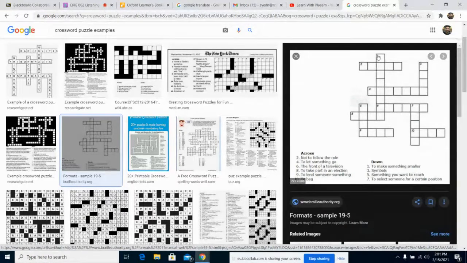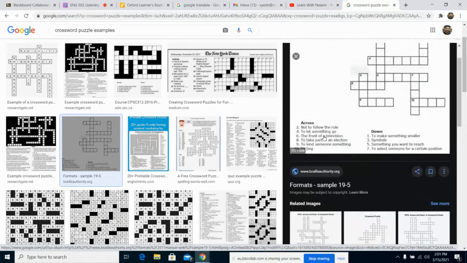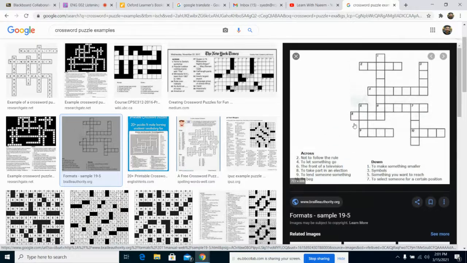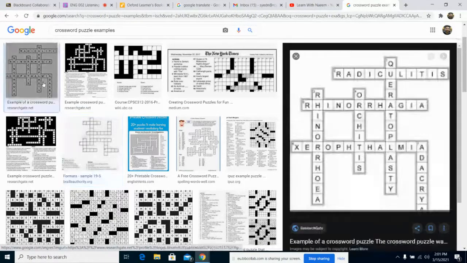Okay, vertical means coming from up to down. Okay, horizontal means going from left to right or right to left. So these are vertical and horizontal lines. And here are some clues. Not to follow the rule. Okay, not to follow the rule. So some word which has the meaning of not to follow the rule will come somewhere here, and then somehow we will solve that puzzle like this.